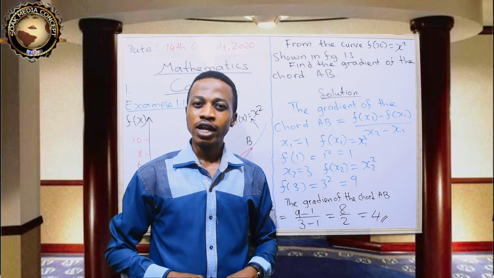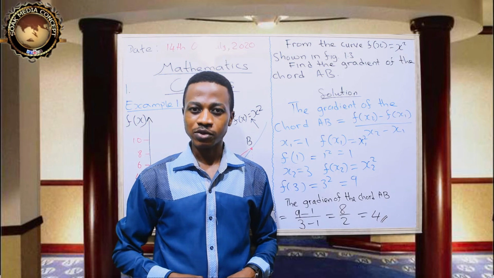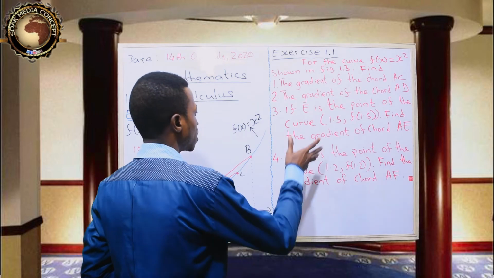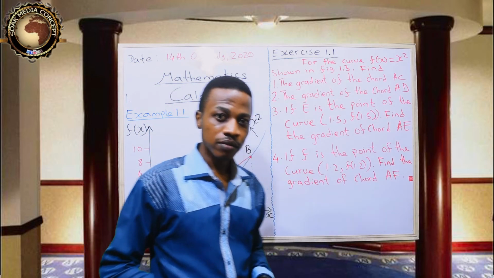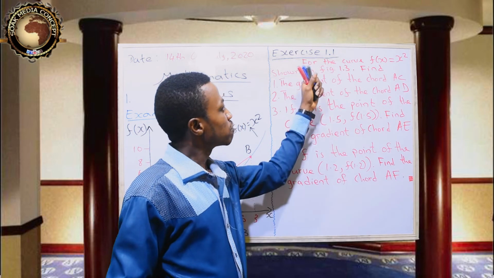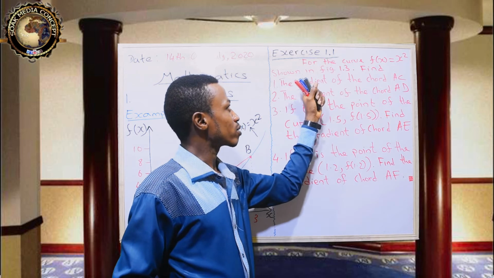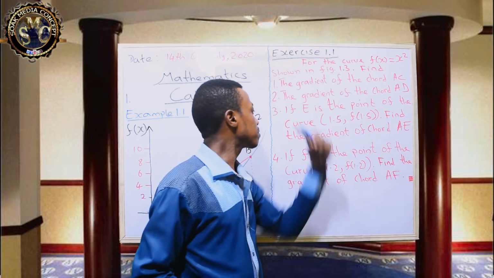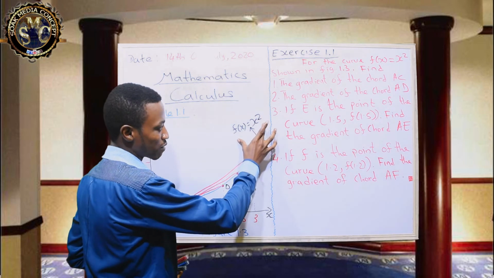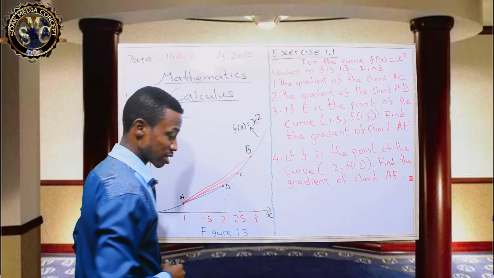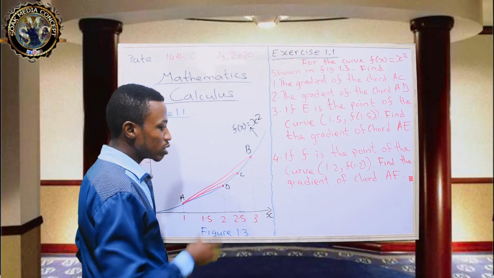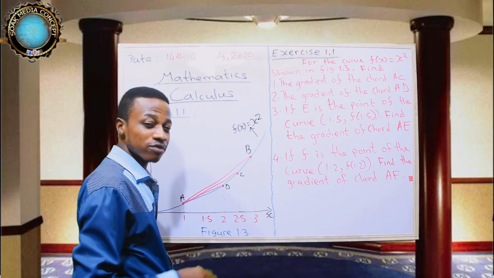But before we go, let me give you some exercise to go and try on your own. This is exercise 1.1 for f of x equal to x squared, as shown in figure 1.3. This figure 1.3 is for the same function f of x equal to x squared. This serves as an example for the gradient of the chord AB. So we are using this to solve our exercise.